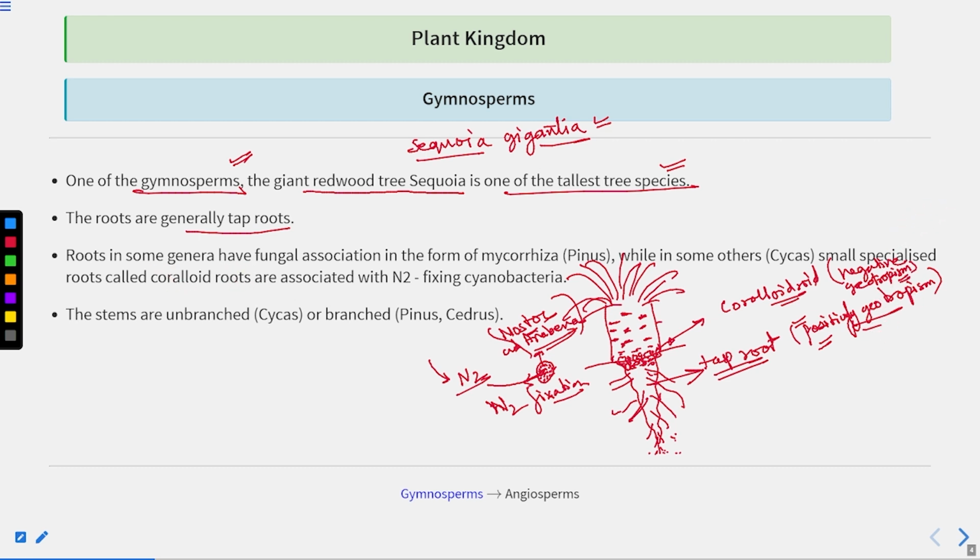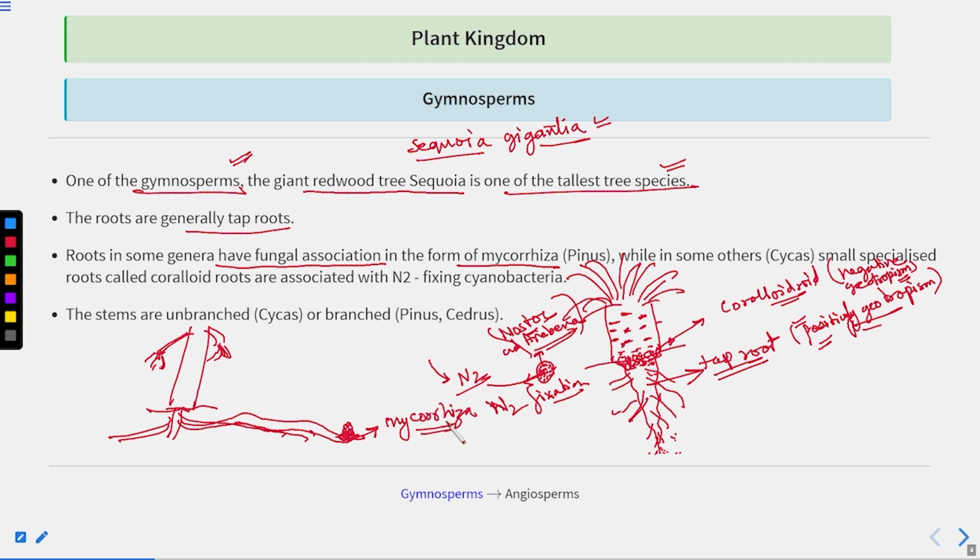Okay, so the roots of some genera have a fungal association in the form of mycorrhiza. Now if I talk about the tree, I'm just drawing a rough figure to understand. Suppose this is a pinus tree, then its roots go deep and can reach far places like this, and at the surface some fungi get associated with its outer surface, forming the mycorrhizal association. It is again a symbiotic association, mycorrhiza. In the previous chapter you must have studied about this, in plant biological classification, when we talked about the fungi. Fungi form this type of symbiotic association in two forms, one in the form of mycorrhiza and another in the form of lichens, with the algal component.